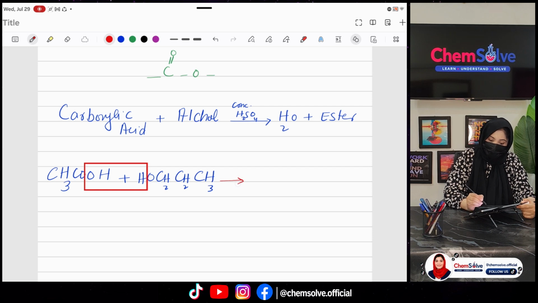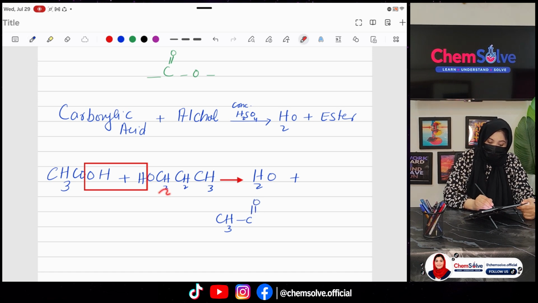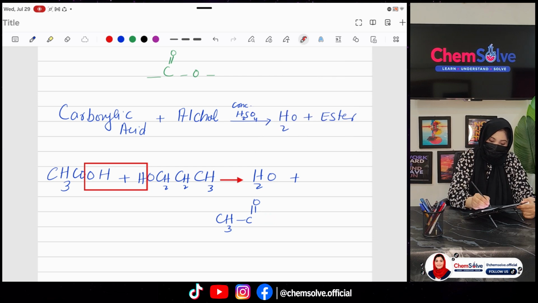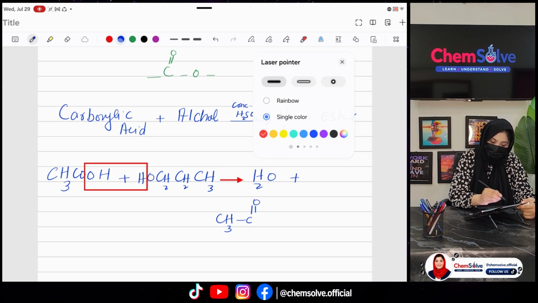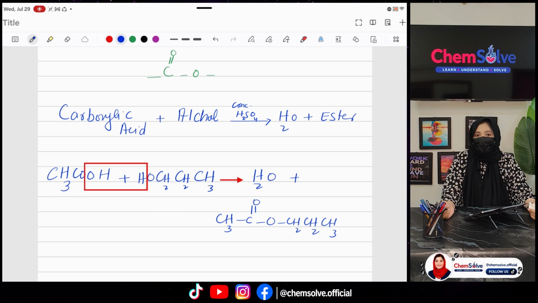Now, what is left? We will just join it. Till here we have removed water and we are left with CH3, C double bond O, and this whole thing. That is O, CH2, CH2, CH3. And that's how we can make an ester.